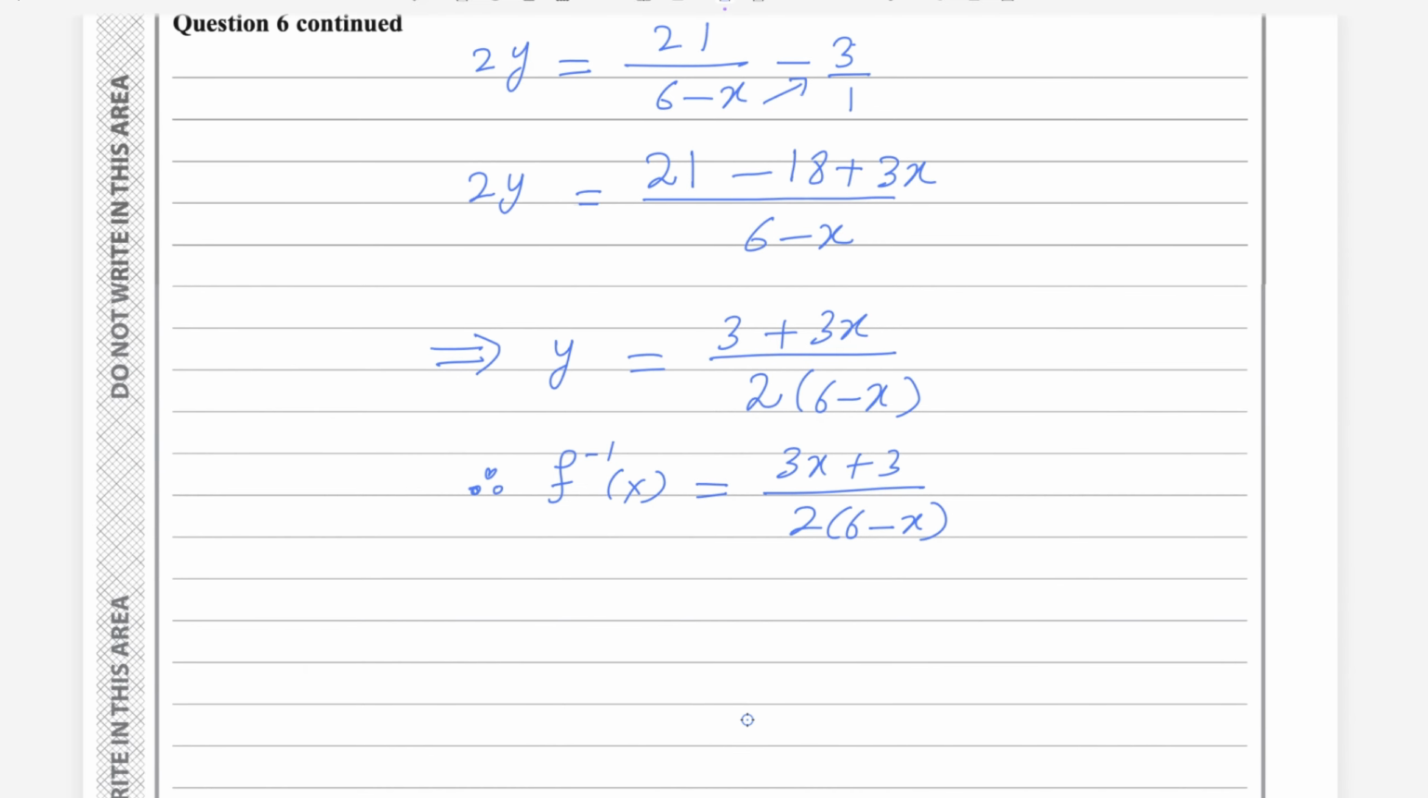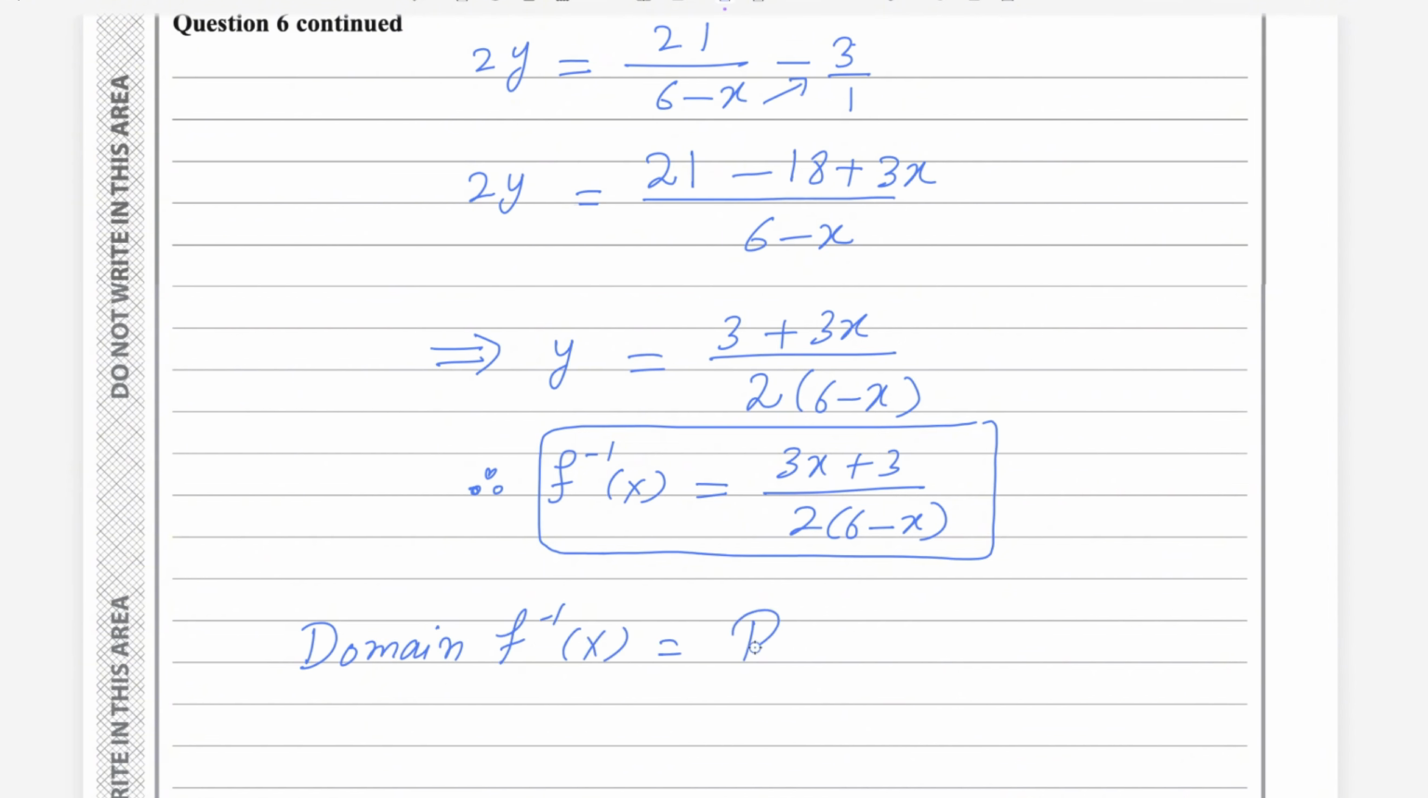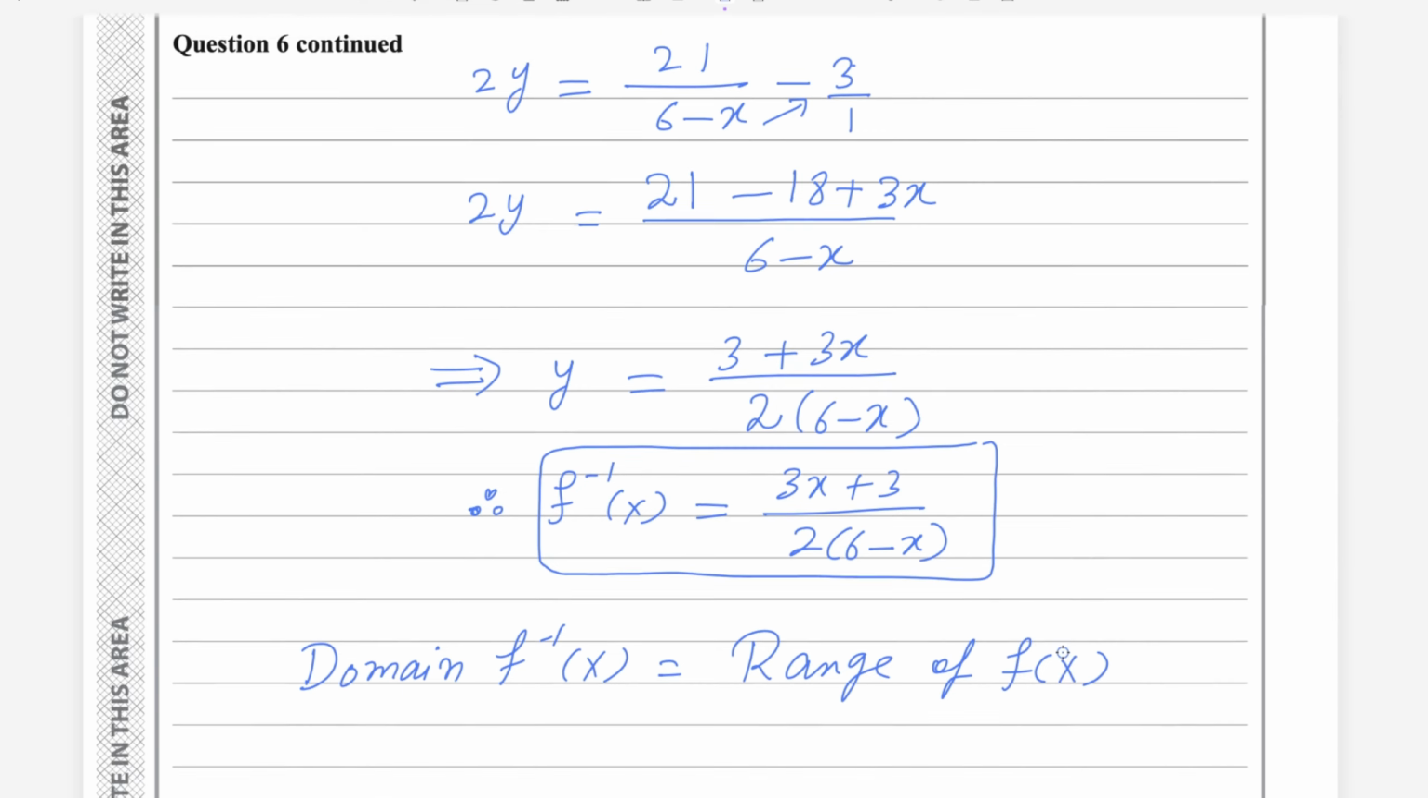Whenever we are finding the inverse, you must also find the domain of the inverse function. If you don't write the domain, you will lose 1 mark as per the mark scheme. So how to find the domain of f inverse x? You know the rule. Domain of f inverse x is always equal to range of f of x, and range of f inverse x equals domain of f of x. So these are the rules you should know. How to find the range of f of x you can get from this function.